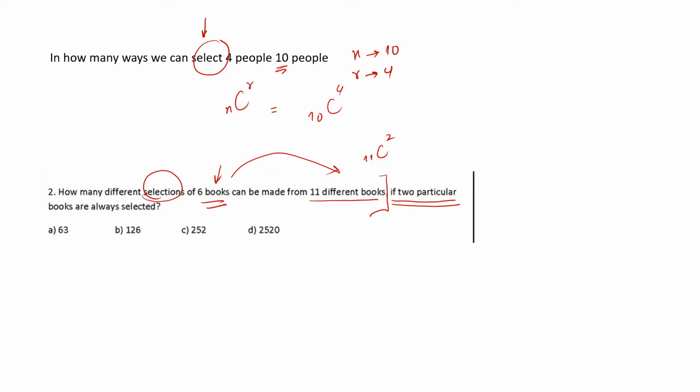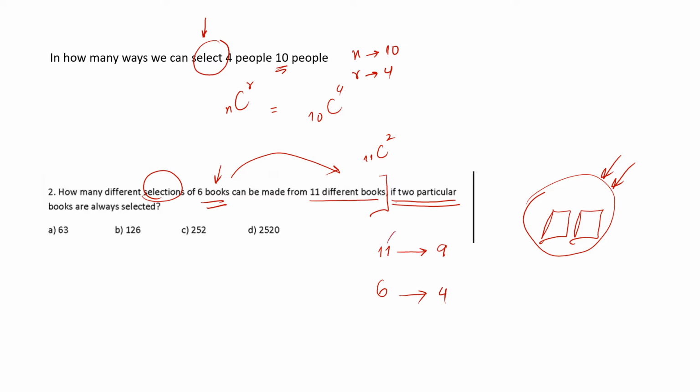What does it mean? It means that your total is 11 and out of the 11 you have to select the 6 different books. But they are giving you the condition that the 2 particular books are always selected, which means that 2 books are on one side. Okay, so how many total books are left? It means out of 9 you have to select 4 books. Where are the remaining 2 books? Here are the 2 books, because you always have the condition that 2 books are always selected.